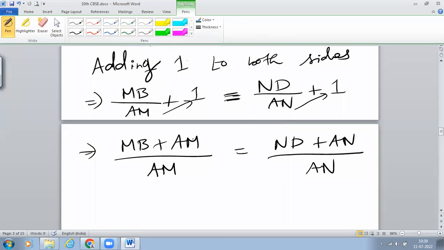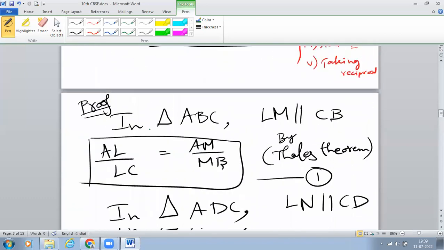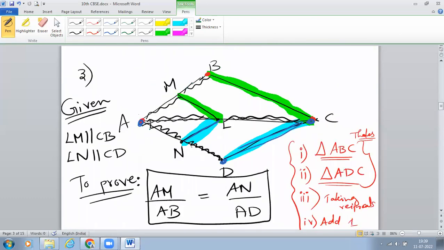Okay, now listen. I'm going to tell you what is MB plus AM. I'll show MB plus AM in the diagram. See here, I'm going to show the diagram. This is MB and this is AM. What is MB plus AM? We can write it as AB. Am I right or wrong? MB plus AM can be expressed as AB. Yes or no? Yes, sir.